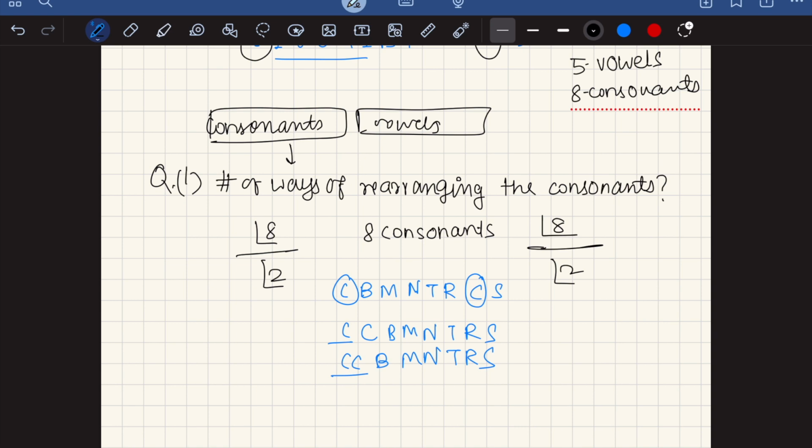Now if that is clear, my question 2 is, what is the number of ways of rearranging the vowels?